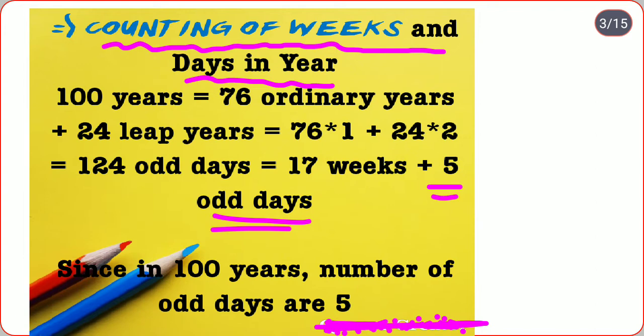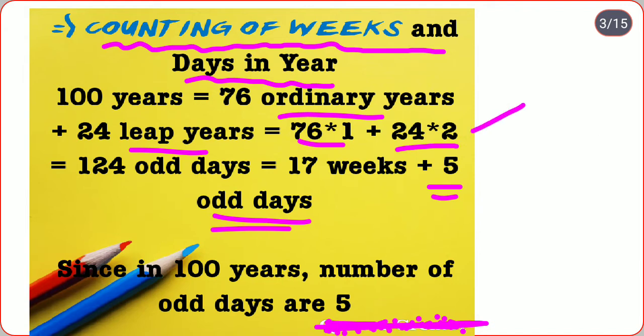100 years is equal to, please check, leap years and non-leap years. 100 years is equal to 76 ordinary years plus 24 leap years. So 1 ordinary year is equal to 1 extra day, that is 76 into 1, plus 24 leap years, 24 into 2, so 2 means 2 extra days.